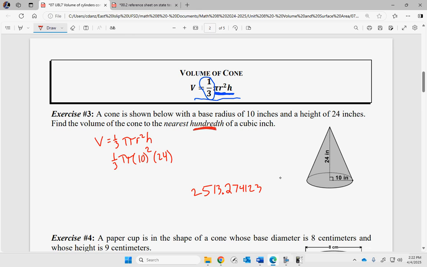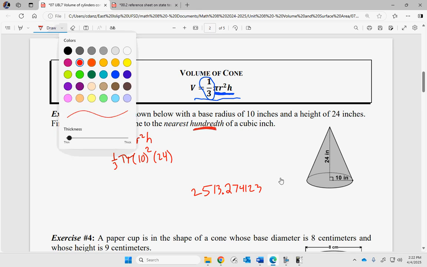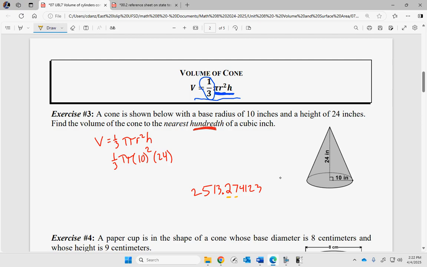Remember, hundredths places. You got to be careful, please. Hundredth. This is tenths. This is hundredths. So I look at that number. So it's 2,513.27 inches cubed. And that's how you do volume of a cone.